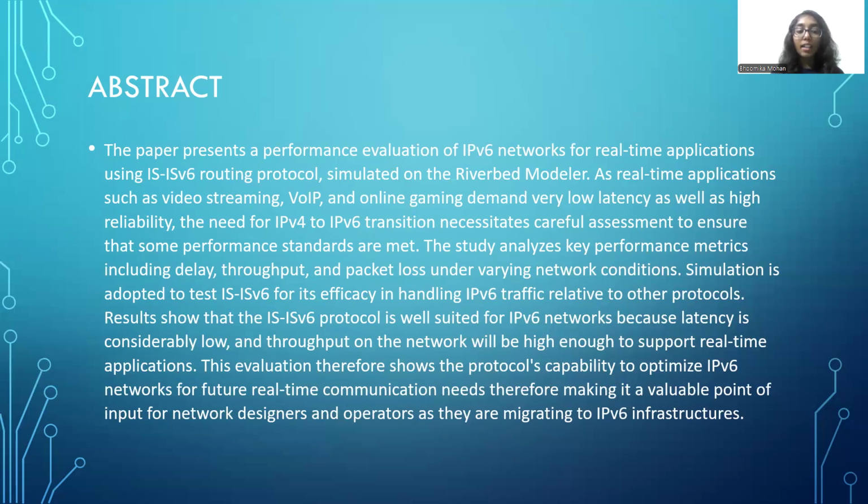Results show that the ISIS-v6 protocol is well suited for IPv6 networks because latency is considerably low and throughput on the network is high enough to support real-time applications. This evaluation therefore shows the protocol's capability to optimize IPv6 networks for future real-time communication needs, making it a valuable point of input for network designers and operators as they are migrating to IPv6 infrastructures.